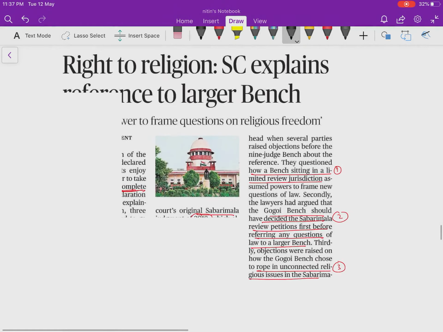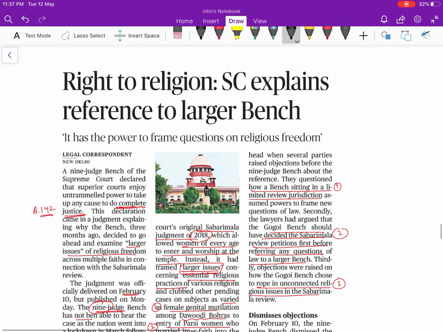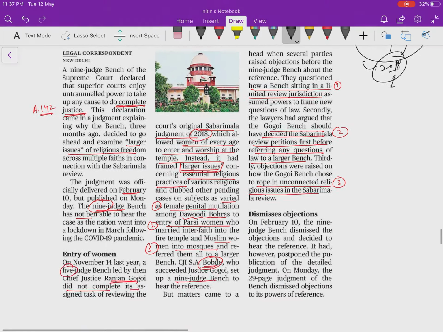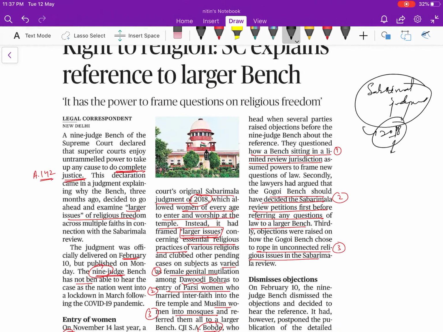Now come to the next news, that is right to religion. Supreme Court explains reference to larger bench. Now we just discussed the background of this particular news. This is about the Sabarimala judgment of 2018. All right. So that particular judgment was decided under CJI Deepak Mishra.